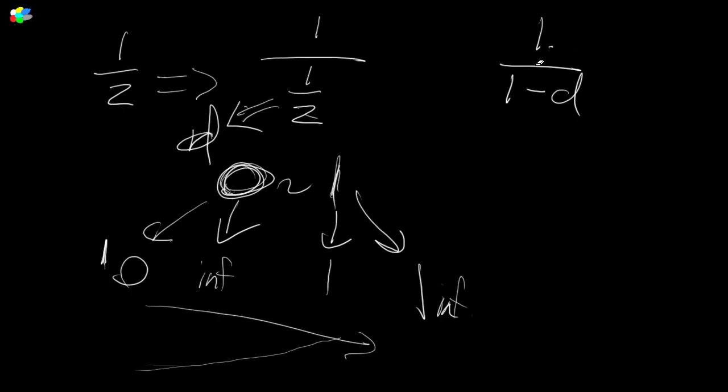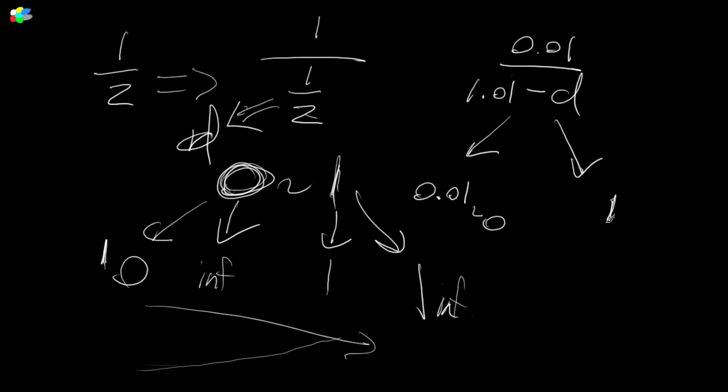Now, what if we do this? Instead of 1 over 1 minus D, we do 0.01 over 1.01 minus D. So what do these map to? D equals 0 is going to map to 0.01 over 1.01, which is about 0.01, which is pretty close to 0. So 0 is going to map to a value that's pretty close to 0. And 1, that's just going to map to 1, right? Because 1.01 minus 1 is 0.01. 0.01 divided by 0.01 is 1. So now we have a mapping that maps from basically very close to 0 to 1. And it does it linearly because we're taking the inverse. And that is what I use.